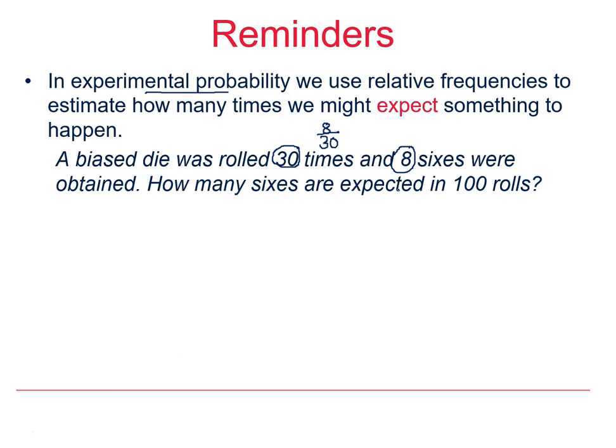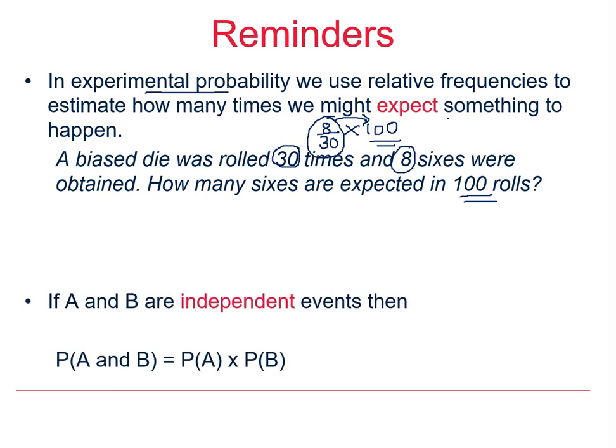We're then asked how many 6s would be expected in 100 such rolls of this die, and we would just multiply that probability by 100. Out of 100, we'd expect that fraction of 100 to result in a 6.